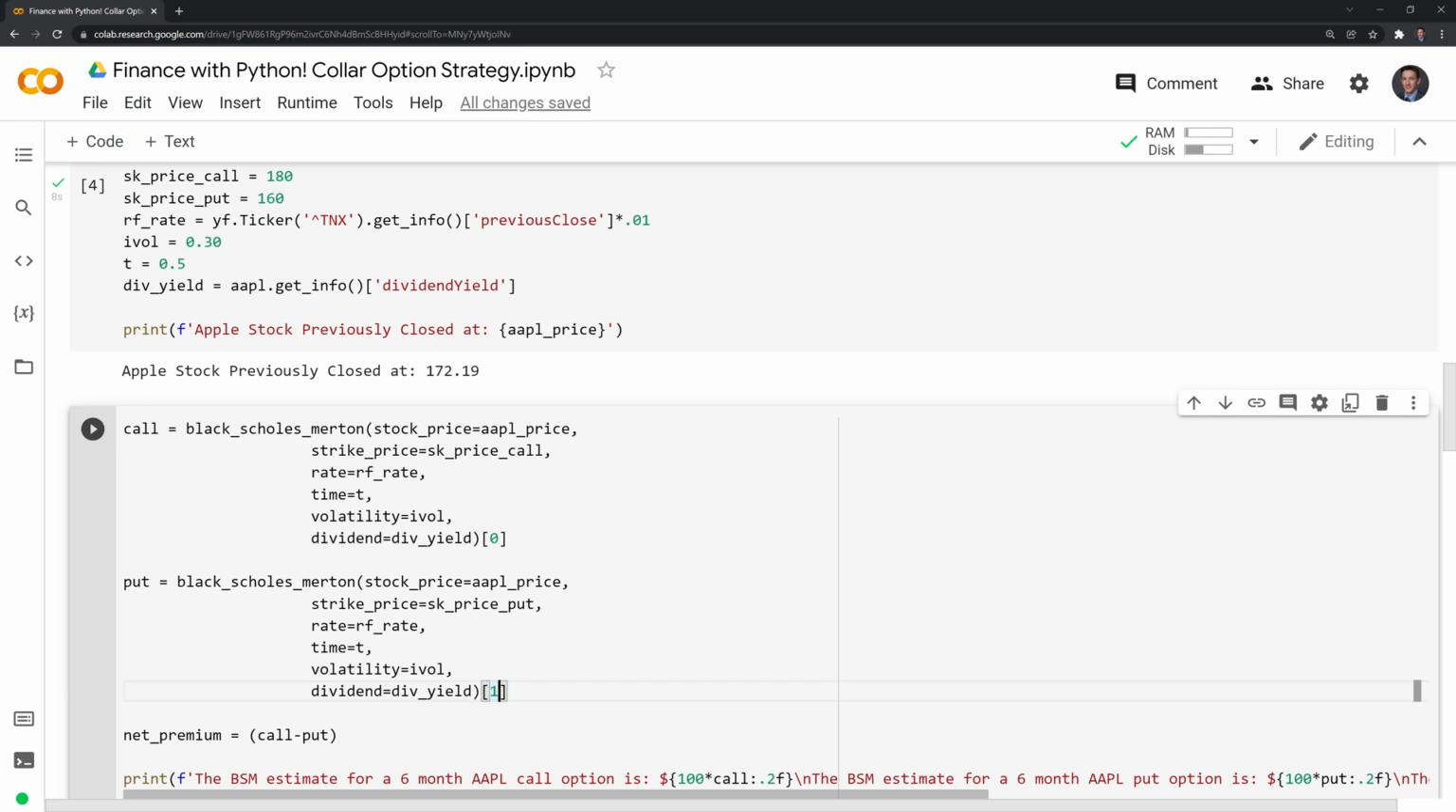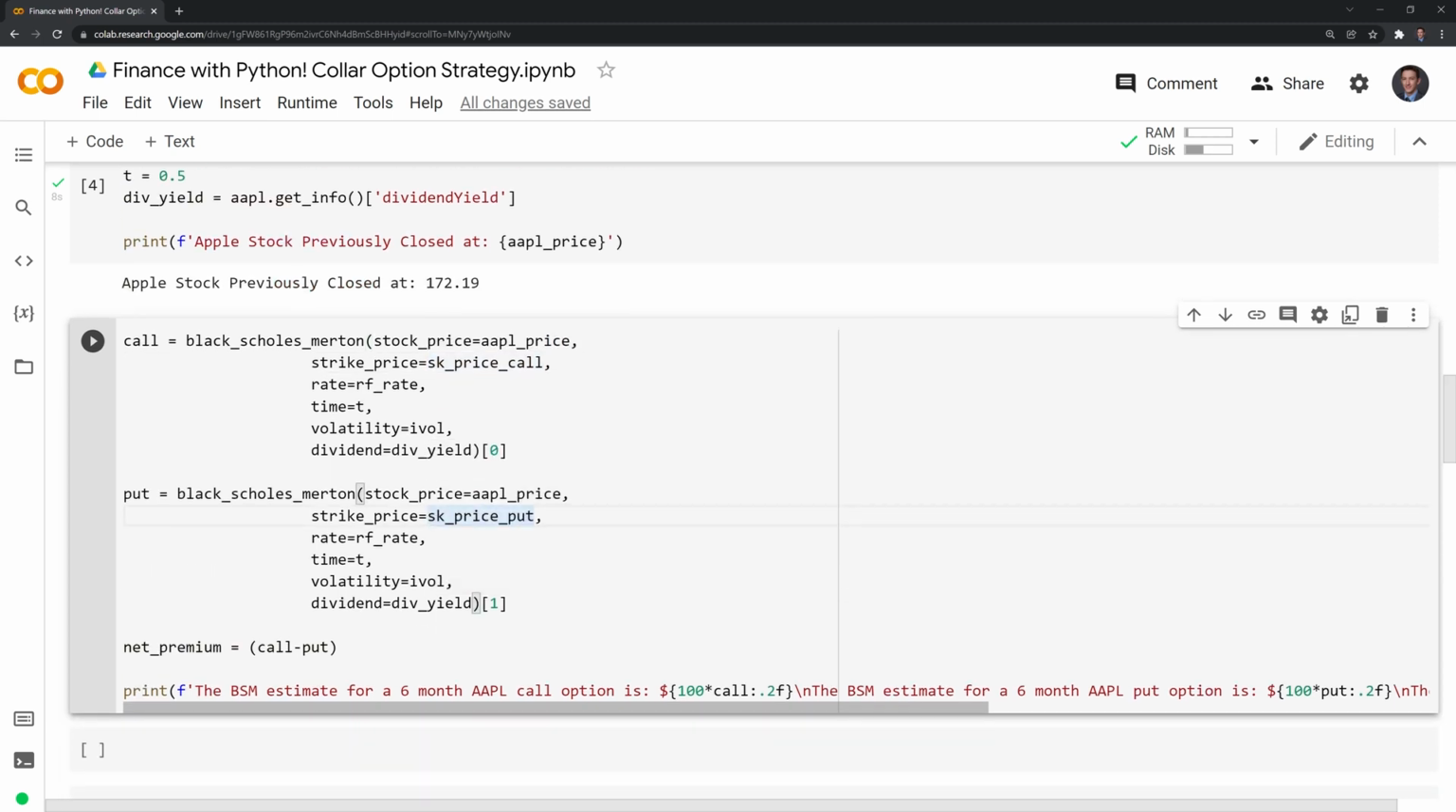And the reason why we need to run these separately is because we have different strike prices. For the call option, our strike price is $180, and for our put option, it's $160. We also need to calculate the net premium, which is going to be the value of the premium that we get for selling the call option subtracted by the value of the put option which we purchase. Let's run this.